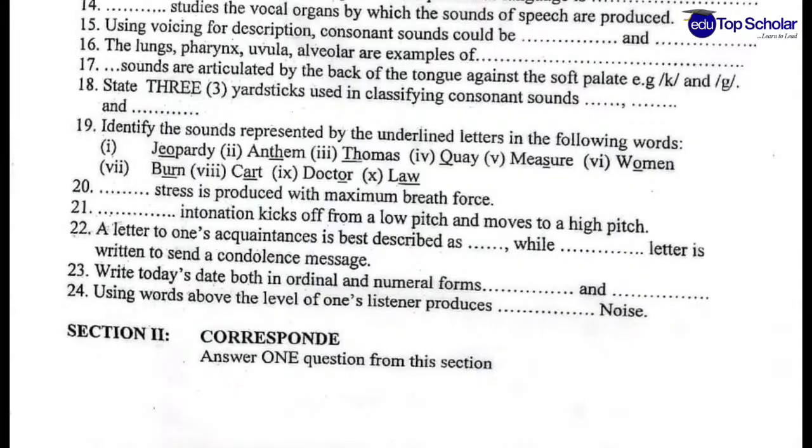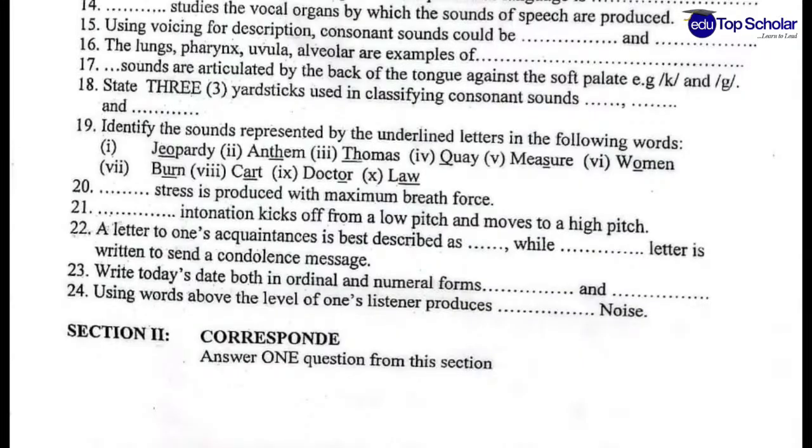That is the answer. Using voicing, that is using the state of the glottis as description, we have voiced and voiceless consonants. Number 16, the lungs, the pharynx, the uvula, the alveolar ridge, they are examples of organs of speech or articulators. If you write organs of speech, you are correct. If you write articulators, you are correct.